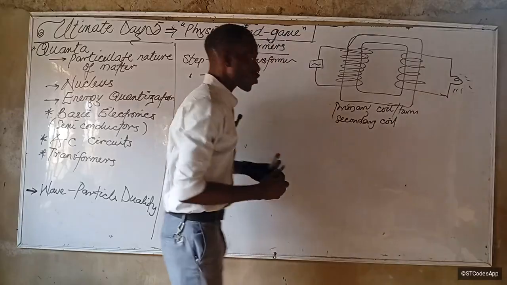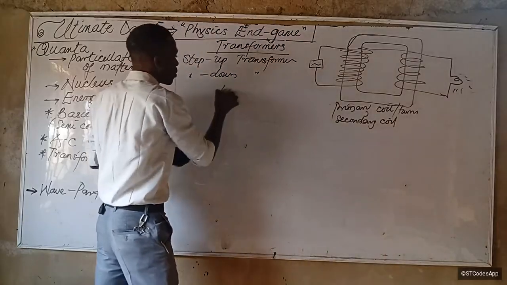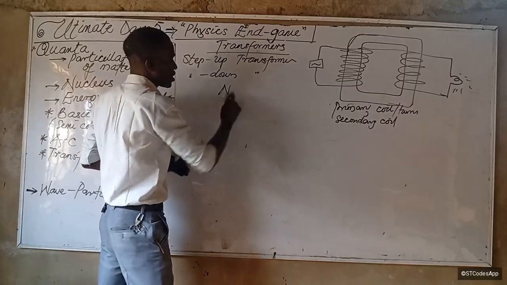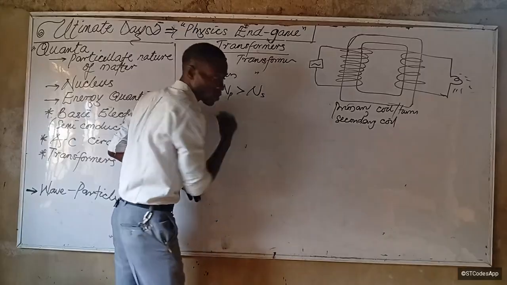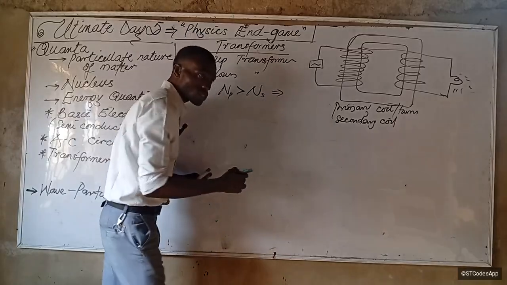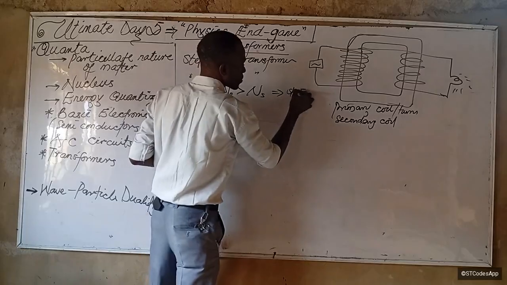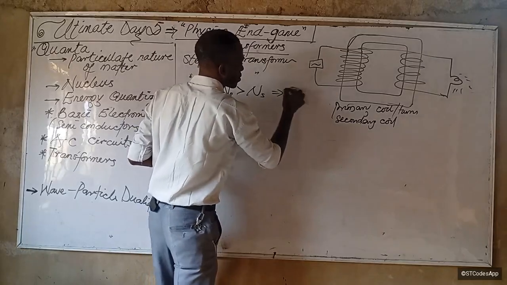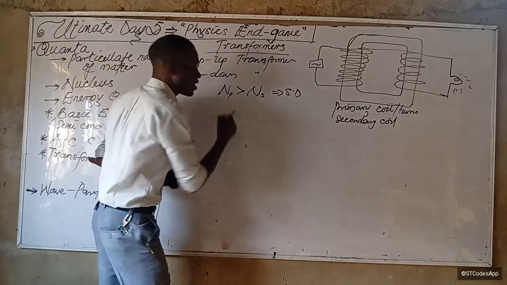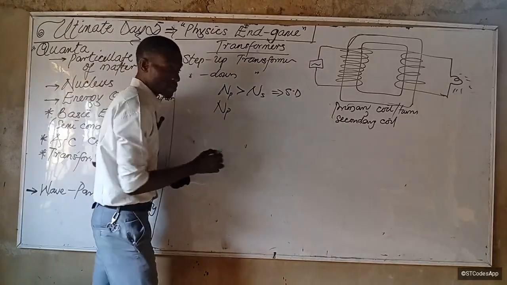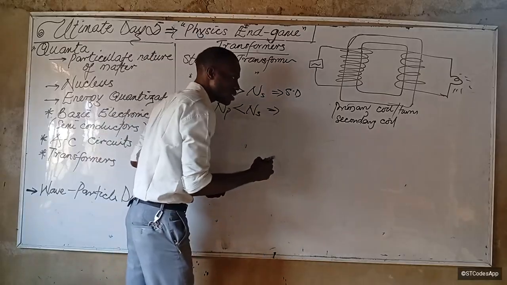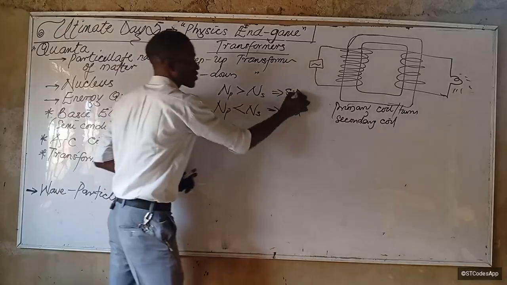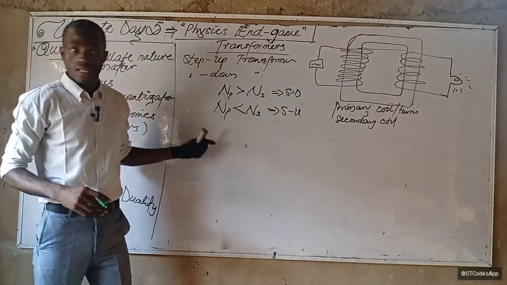So when the number of turns in primary is greater than the number of turns in secondary, what would this be? Step down. So let's go SD, step-down transformer. Then when the number of turns in primary is less than the number of turns in secondary, what would that be? A step-up transformer. Is this clear? All right.